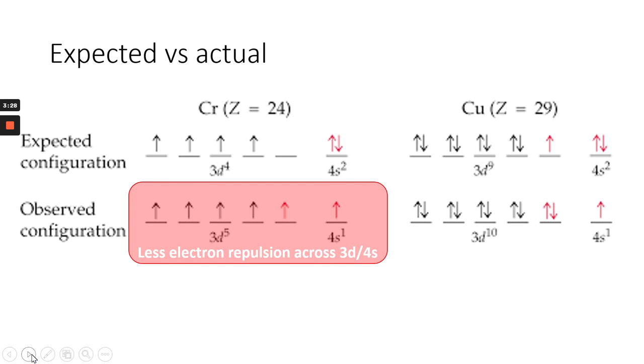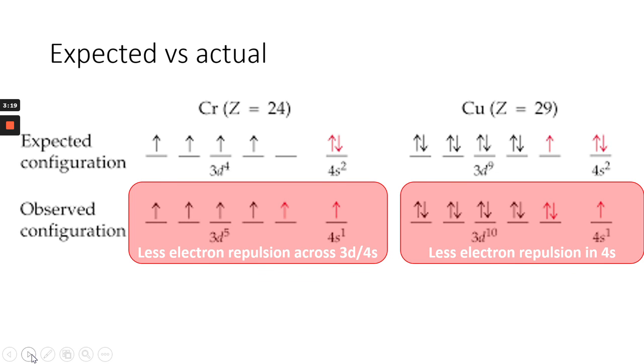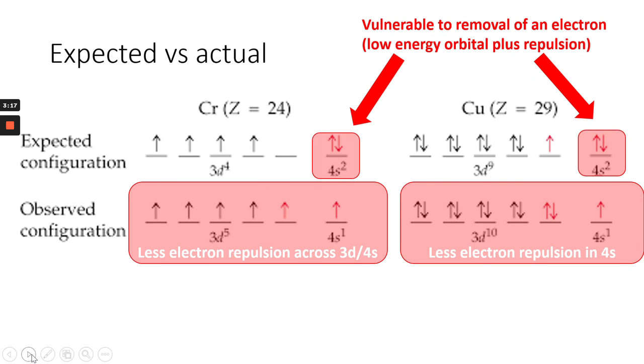Less electron repulsion across 3d and 4s occurs in the new arrangement for chromium, and for copper, less electron repulsion in 4s. So remembering that 4s is a lower energy orbital, and therefore it's vulnerable to removal of an electron. If you can take the repulsion away, that removes one of the factors that makes it easier to remove that electron.